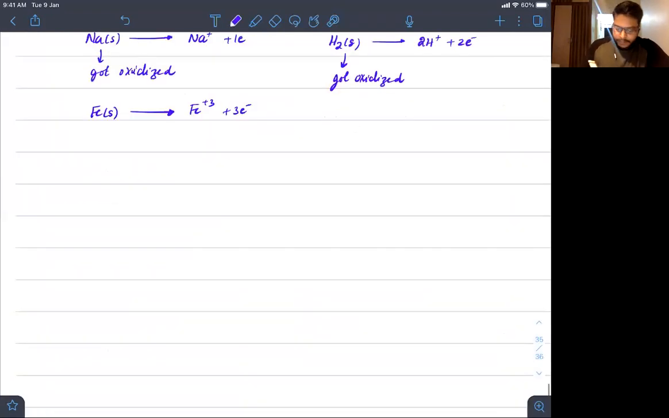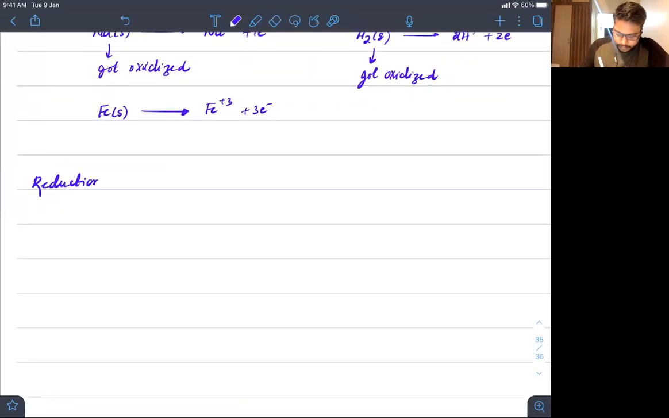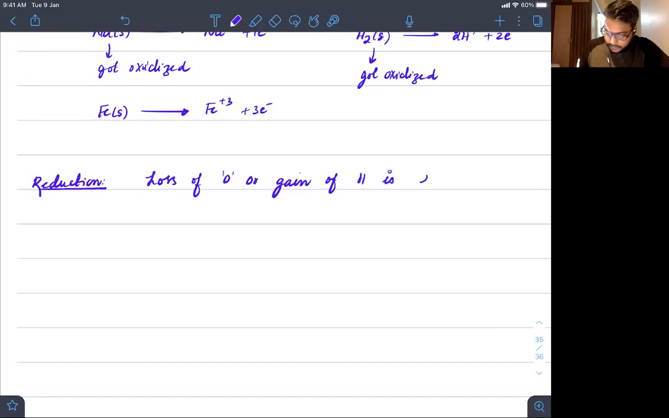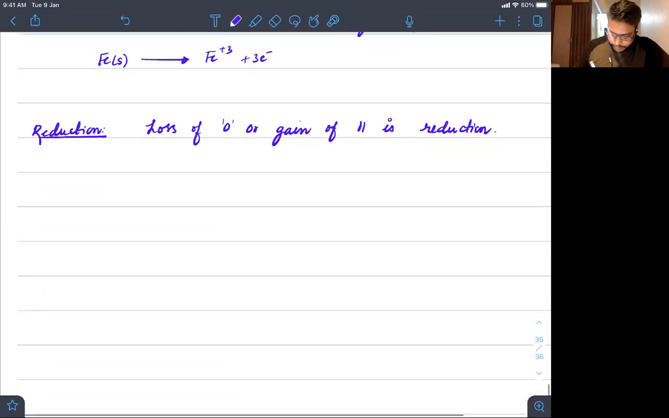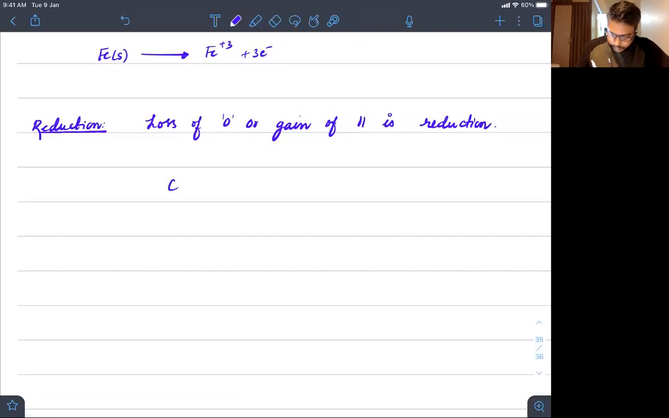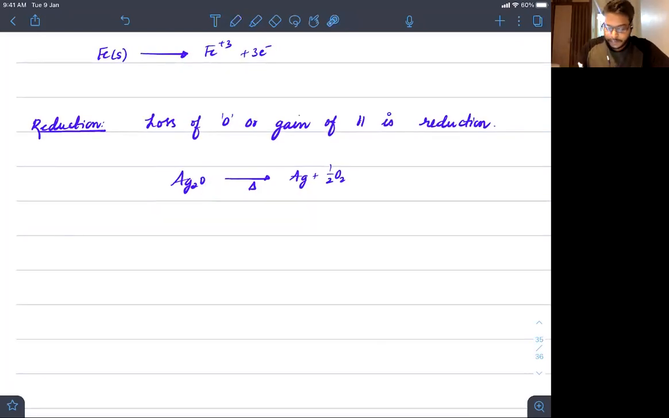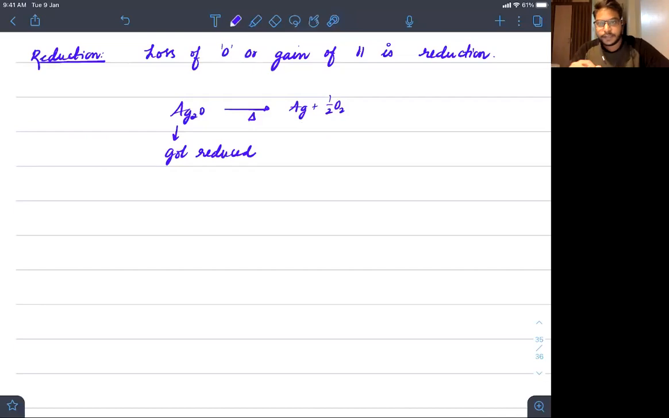Right. What is reduction then? A reduction is said to be the case where we are reducing the oxygen numbers or increasing the hydrogen numbers. So loss of oxygen or gain of hydrogen is reduction. So for instance, if we take something like Ag2O, on heating, this will become Ag plus half O2. Now what happened? From Ag2O, oxygen has been lost. So since oxygen has been lost, we can say this has undergone reduction. So I can say silver got reduced. This is the removal of oxygen case.